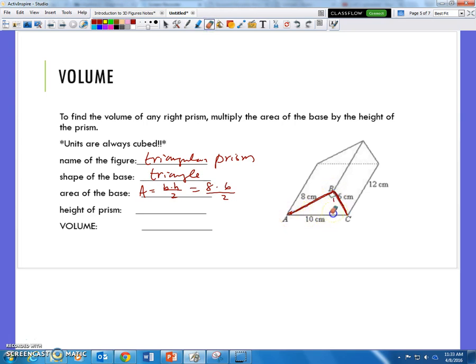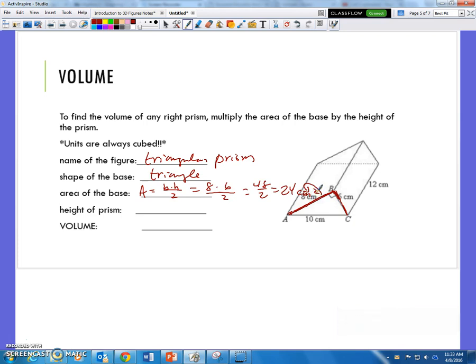So I would rotate this triangle around this direction. So this would be on the flat side on the bottom, and this side would be going straight up and down. And so I'd rotate that triangle around to look like that. That's how I visualize my base and my height. Okay. So as I simplify, I get 48 divided by 2, which is 24, and we're talking about area, so we're going to say square centimeters.